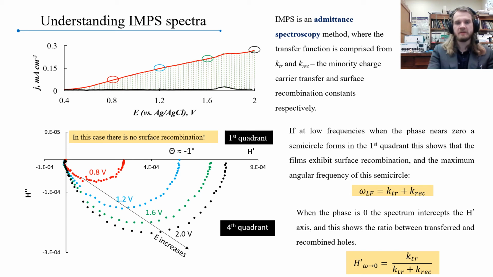The maximum angular frequency of this semicircle would be equal to the sum of transfer and recombination constants, and the low-frequency intercept with the axis is also a ratio of these constants. The conclusion that can be drawn from these spectra is that there is no recombination and that all photo-generated holes are transferred into the electrolyte.